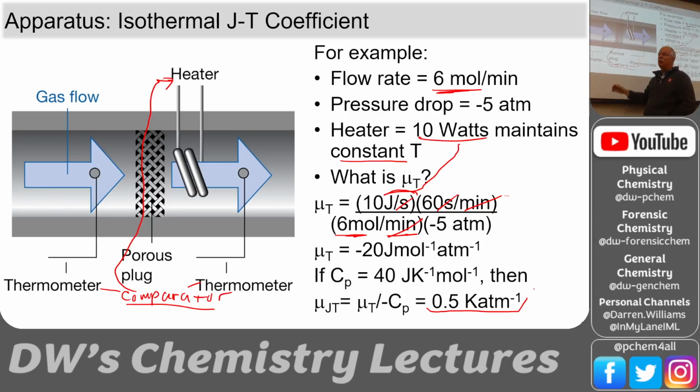But still, it is cooling, and it cools when mu JT is positive. The mu T is negative. That's showing you lose this much energy per atmosphere, and that drops the temperature. So when it's positive, temperature and pressure go the same direction. So when pressure drops, temperature drops.